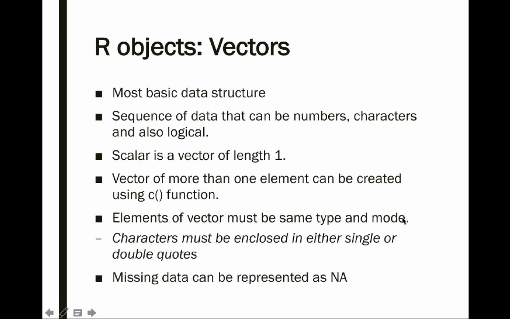What this means is that you can create a vector of all characters, or you can create a vector of all numbers, but you can't mix and match. Characters must be enclosed in either single quotes or double quotes. A character string without quotes, it will think that it's actually a name of a variable and it'll look in your workspace for that. You should also represent missing data as NA, or not available.